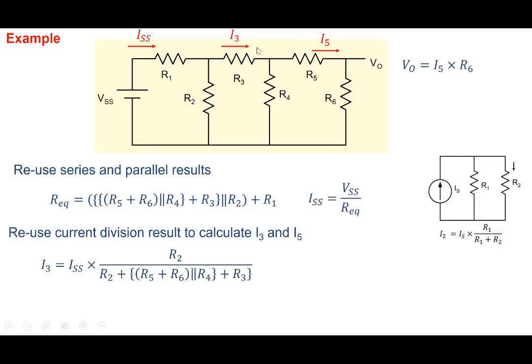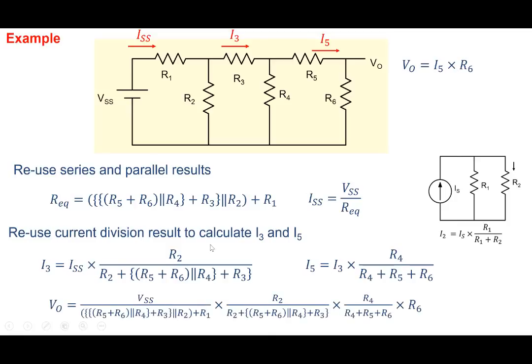And then now this current I3 is dividing between this branch and the remaining branch. So we can apply it here. I5 will be equal to I3, R4 divided by R4 plus the net resistor here, which is R5 plus R6. So we get I5 here. And V0 will be I5 into R6. So let's put all these results together and we get this expression. V0 is VSS by this expression here into R2 by this expression here, R4 by this expression into R6. All right, so we can already see that there is a lot of structure in this particular expression. So let's compare the two. Also, note that we did not use KVL, KCL explicitly.